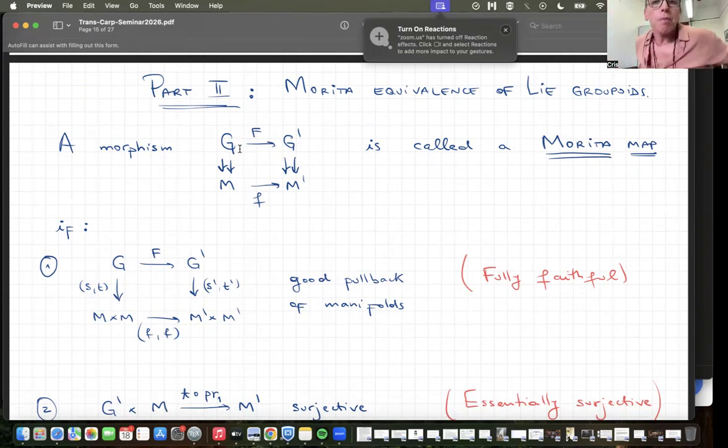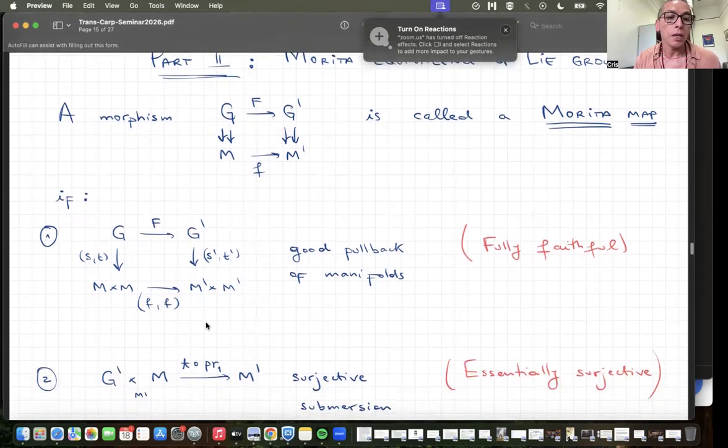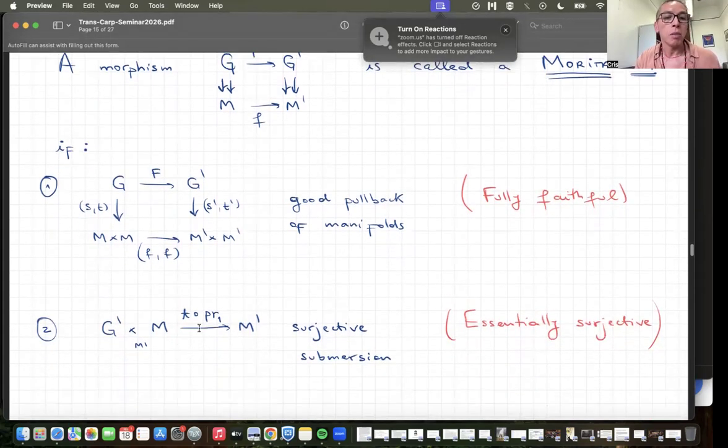From G and G prime. And this morphism is called a Morita map or a Morita morphism if this diagram here in 1 is a good pullback of manifolds. So this means that G as a manifold is diffeomorphic to the fiber product of G prime with 2 copies of M over 2 copies of M prime. And the second condition is that this map here, the target composed with the projection, is a surjective submersion.